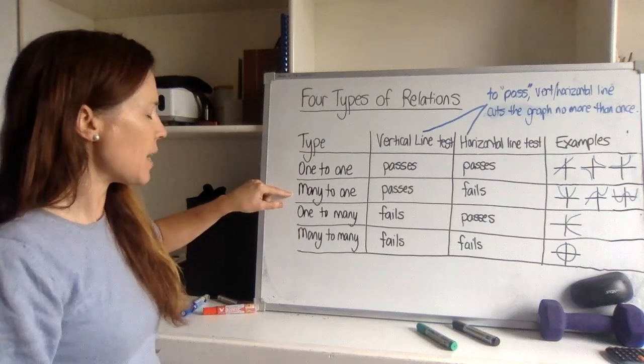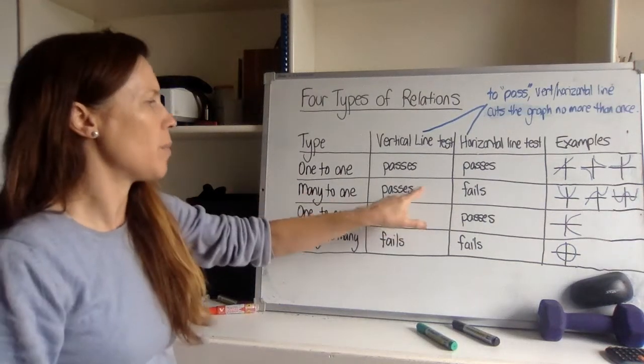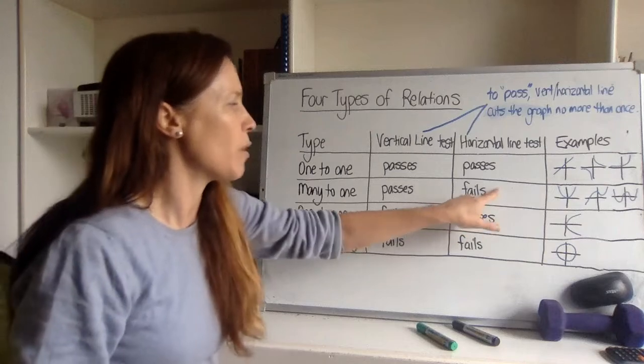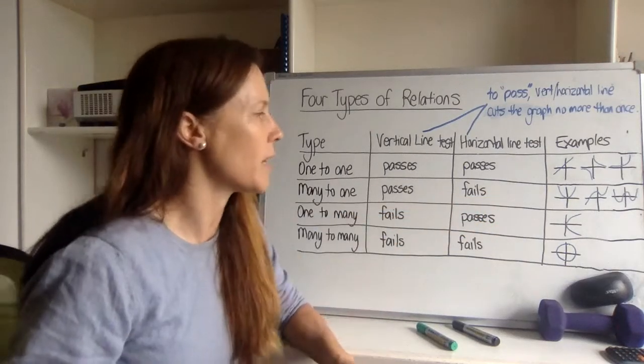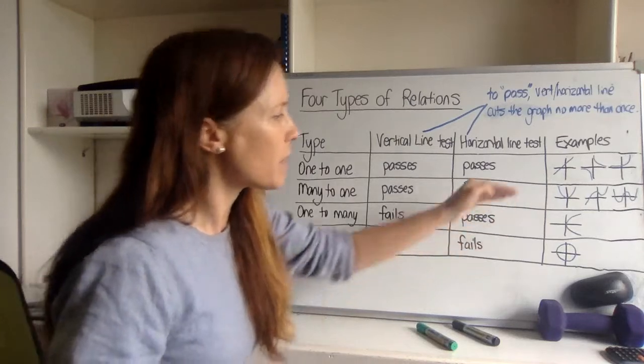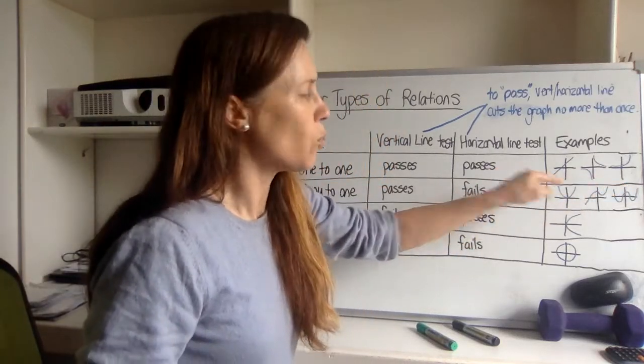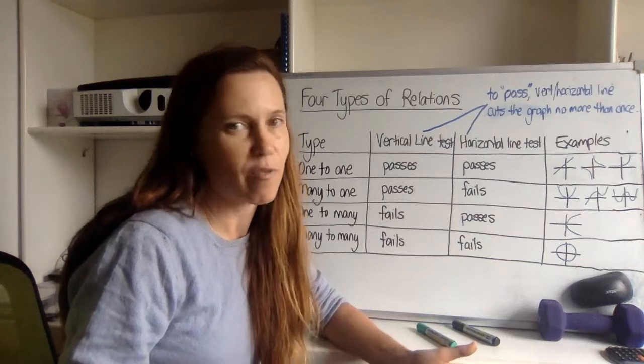Okay, so many to one is something that's going to pass the vertical line test but fail the horizontal line test. So something like that temperature graph that we just looked at is a good example. Now what that means is a horizontal line will be able to be drawn that cuts this graph more than once.